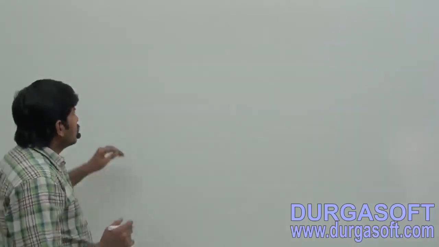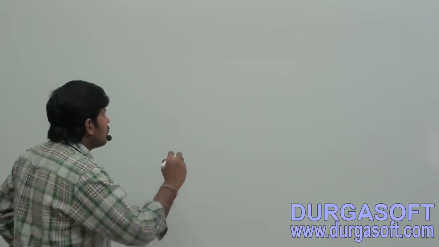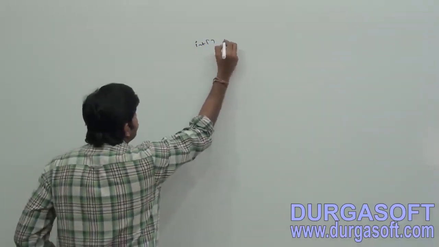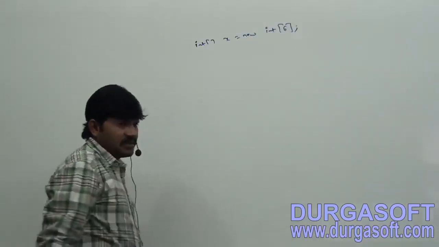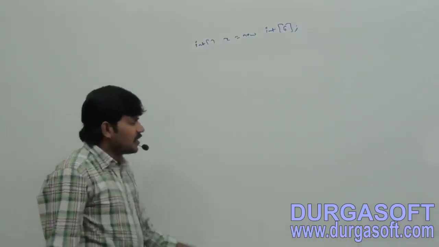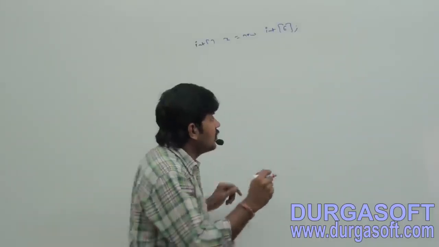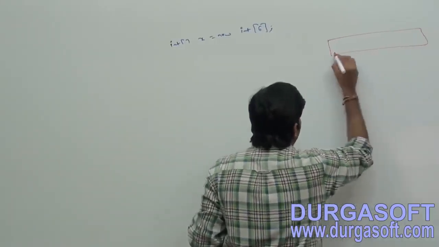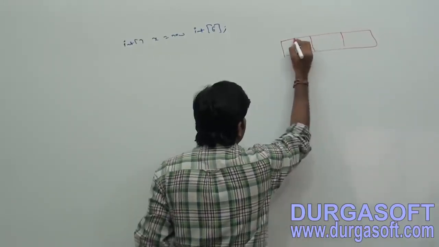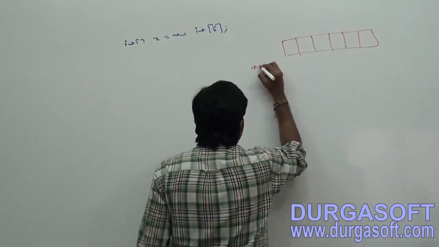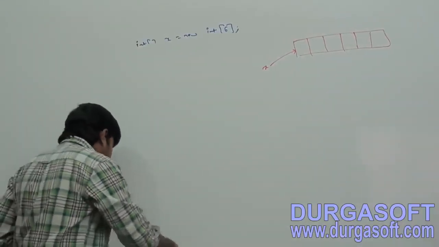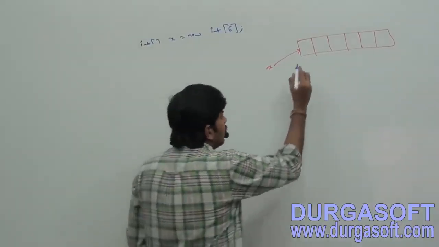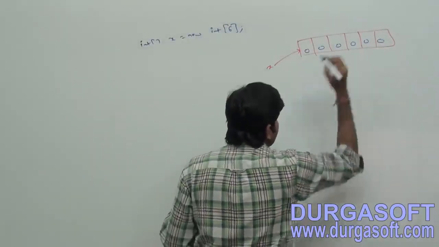So this is how default initialization happens. Here I am taking int array x is equal to new int array of 6. Now legend this one. Sir, I created one array with what size? 6. Okay, here see, x is the reference. Once we create an array, every array element is by default initialized with the default value. What is the default value? 0, 0, 0, 0, 0.